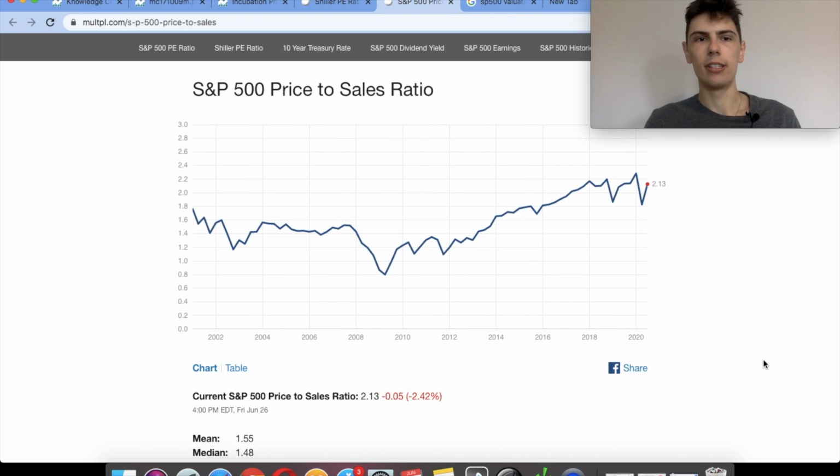Another thing I want to point out is the S&P 500 price to sales ratio is at almost an all-time high. It's above 2, and this chart doesn't go back that far, but historically, whenever it's been above 2, it signals that the market's very overvalued and we are likely to see a crash in the stock market at some point.